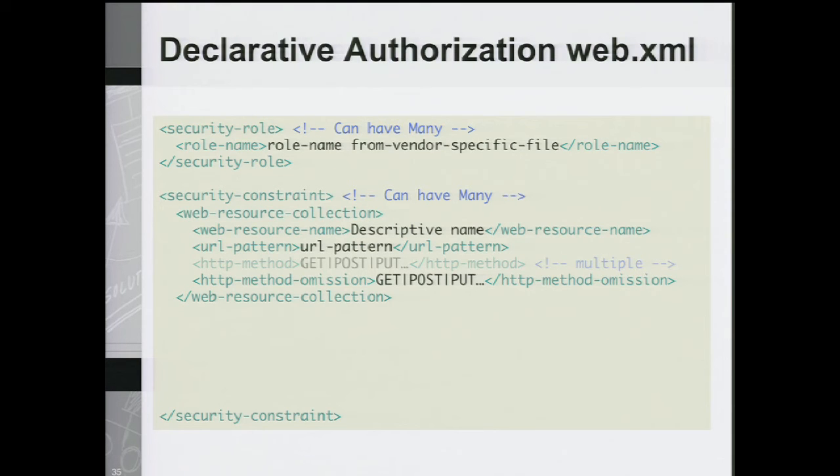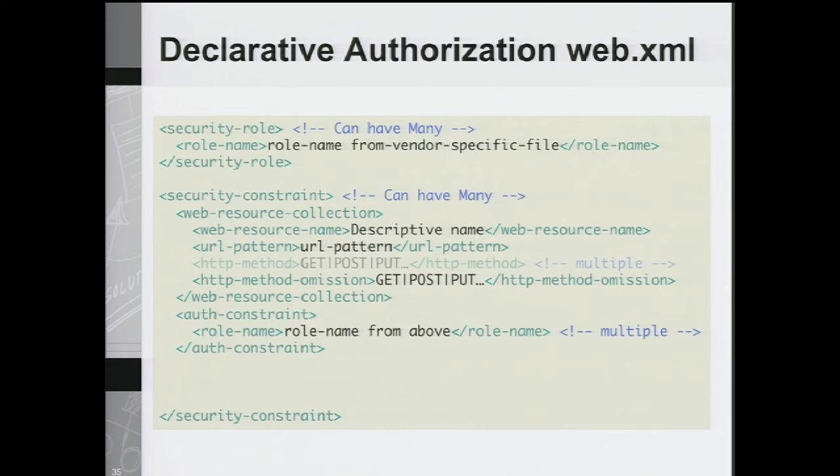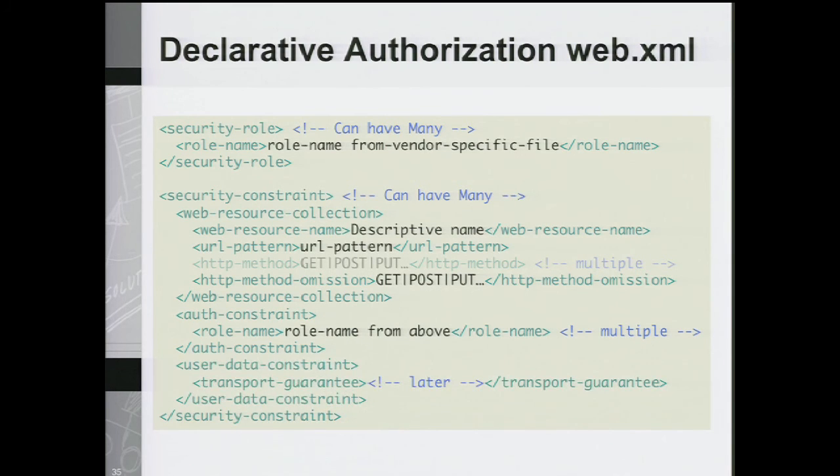Now, once you specify what the web resource collection is, you have to specify which roles have access to this web resource collection. You can do that using the auth-constraint and role-name tags. There's also another element called transport guarantee, which you can look at in the transport layer security or confidentiality section. But this is basically how you define a security constraint.